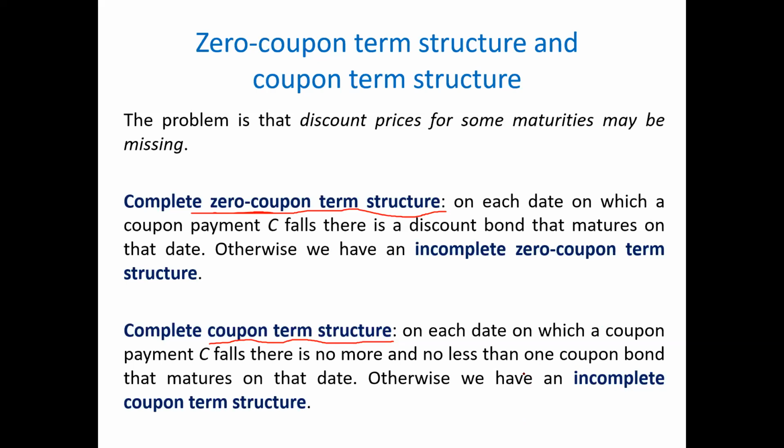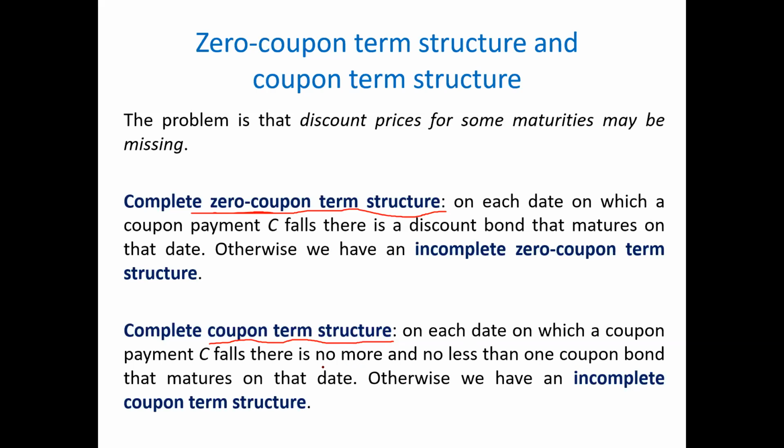Okay, so at first glance, that might sound a little bit confusing, but everything is quite clear here. We just make a note of the dates when the coupon payments from all the coupon bonds in the market fall, and after that we see if there is either a discount bond which matures on that day, and this relates to the zero coupon term structure, or a coupon paying bond which matures on that day, and this refers to the coupon term structure.